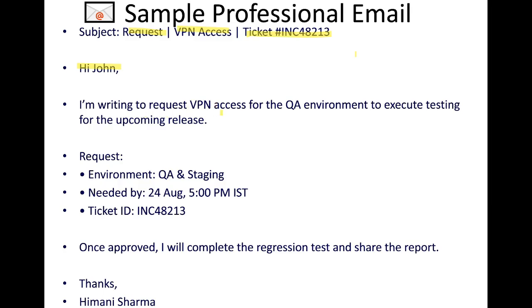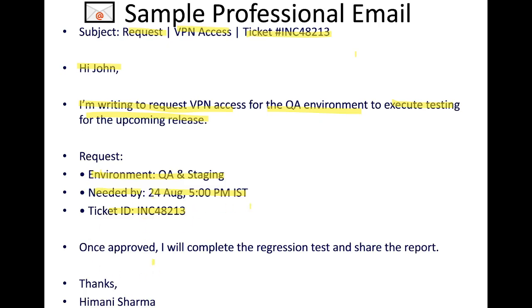Second line is the introduction, related to why you want to send the mail. You can see here, I'm writing to request VPN access for the QA environment to execute testing for the upcoming release. Okay, so this is the introduction. In the body, you can mention the request. Request for what? You can mention the environment, meaning which environment you want access to, like QA and staging environment. Needed, you can mention the date and the timing, at 5 p.m. IST. Ticket ID you can mention for reference.